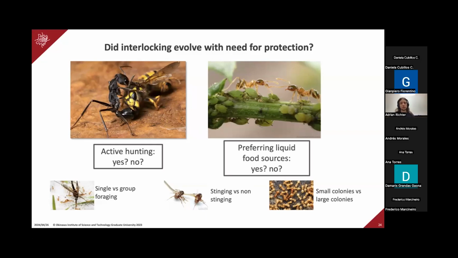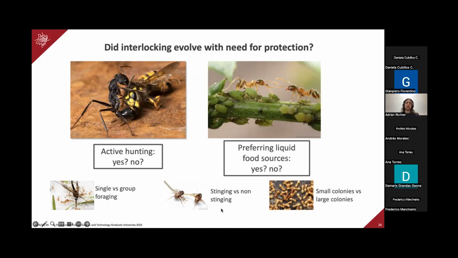Then I used some proxies for ant aggressive behavior, which are imperfect proxies because there's not a very good data set about ant aggressive levels, like how aggressive ants are against other ants, for example. That is not as well documented as some of these other features. So I used these as proxies. For single versus group foraging, my idea was that if you forage in a group, then maybe you're protected by being in a group, whereas if you're a single forager, you really need personal protection.